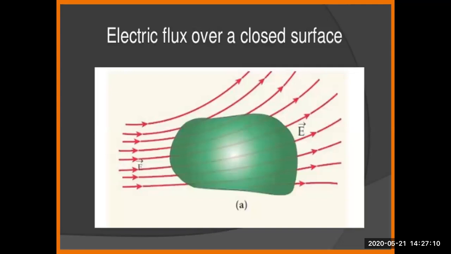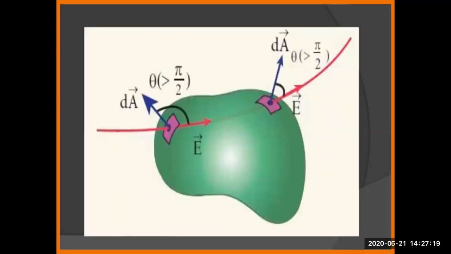Electric flux over a closed surface. So this is a pictorial view we can visualize. Here it is negative when theta is greater than pi by 2, that is 90 degrees. Now the angle is increasing, increasing, increasing. Here theta is greater than 90. Here it is coming closer and closer, so theta here is less than.